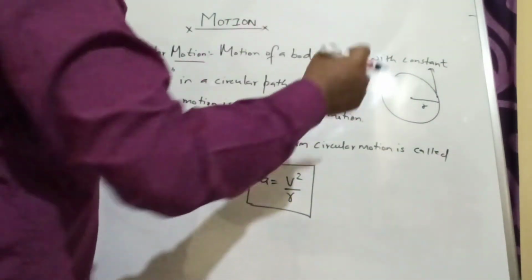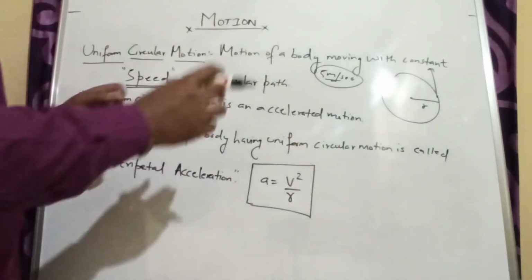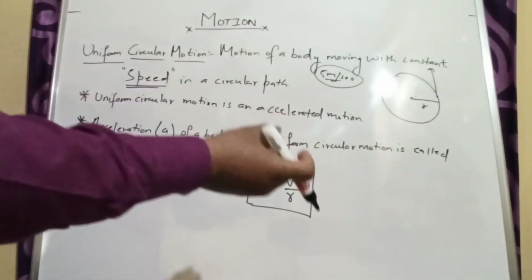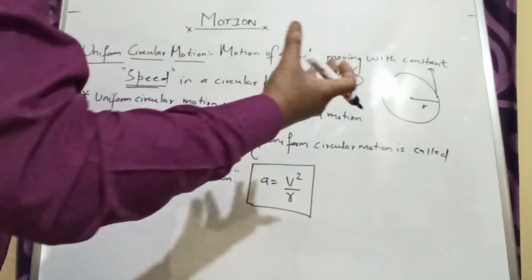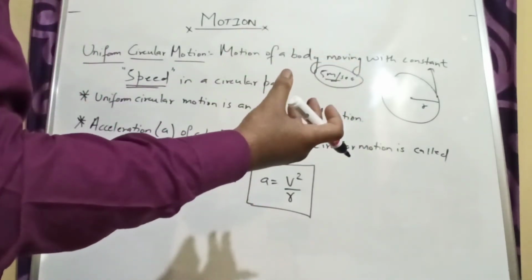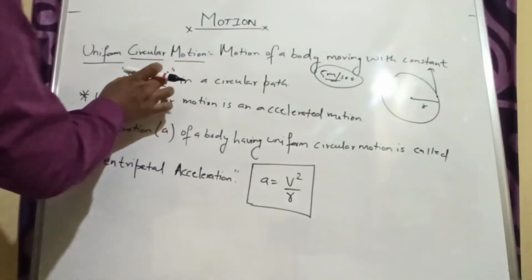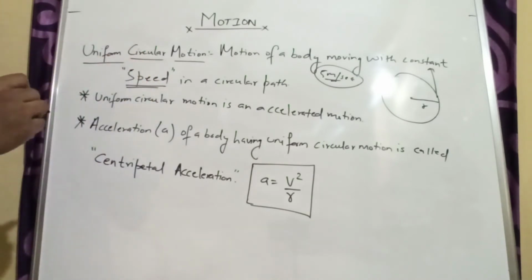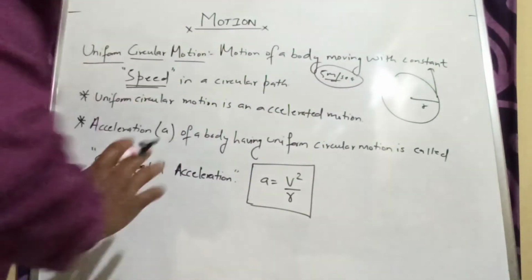So at each and every point the direction is changing, and if the direction is changing, then as velocity is a vector quantity, the ultimate velocity is changing. So you cannot write constant velocity, you have to write constant speed. Clear? So this is a uniform circular motion.